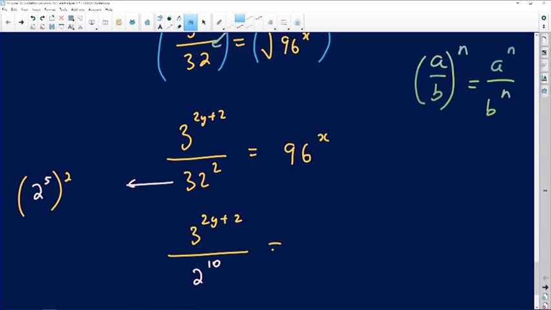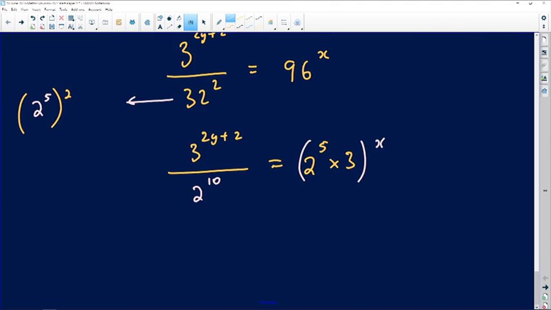Now, on the right-hand side, I've got 96, and I'm going to prime factorize 96. If you know how to work out prime factors, you're just going to change it to 2 to the power of 5 multiplied by 3. But remember, we still have the x that is lying outside. Again, we are faced with raising a power to a power, so I'm just going to simplify by distributing the exponent on the right hand side.